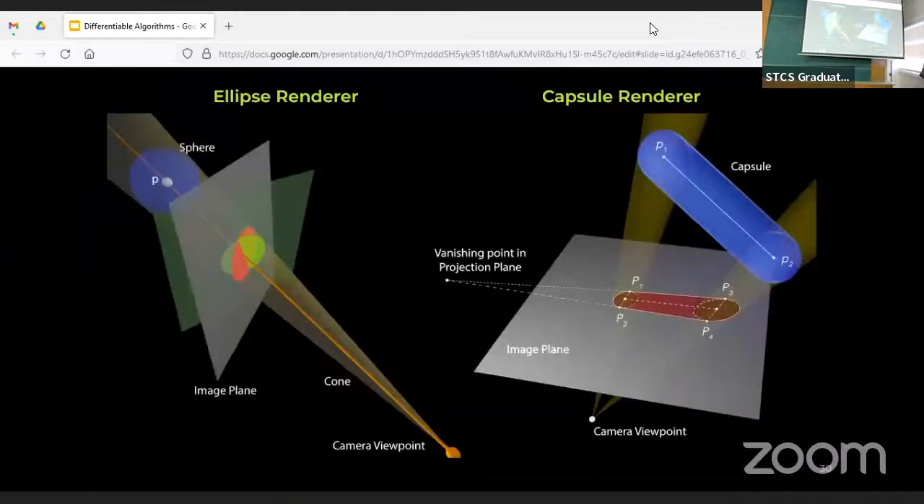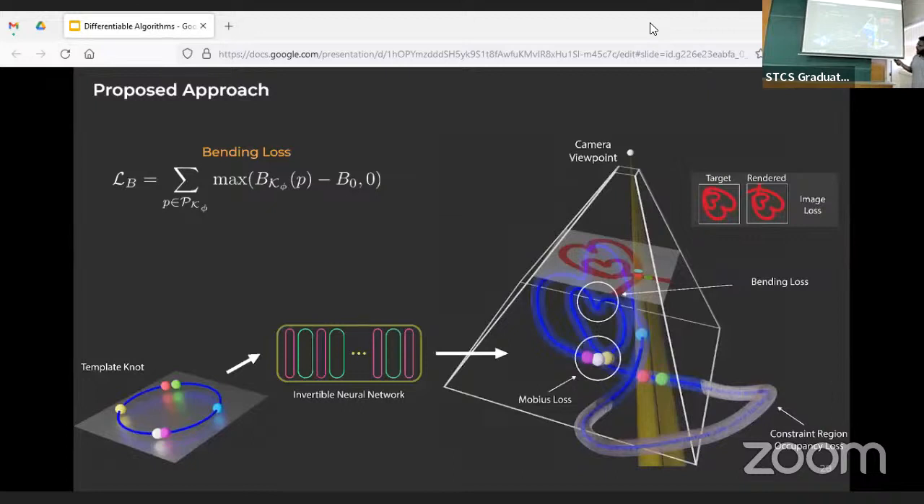Sorry, on the previous slide, could you explain how the bending loss is calculated? That is done using a discrete approximation of turning angle. We take a point here and adjacent points, and we compute how much it is turning.